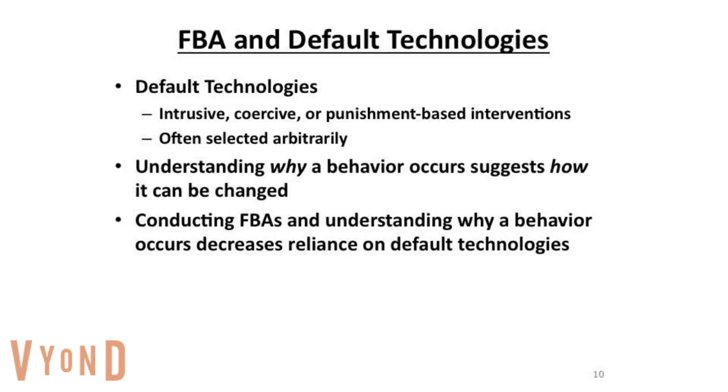So an example could be like writing standards, right? I know that was a common punishment intervention where if a student was disruptive, then we would have them write sentences over and over again about not being disruptive. But what that doesn't do is look at the function for why they're being disruptive, and it doesn't teach a new replacement behavior. So understanding why a behavior occurs suggests how it can be changed, and again, understanding FBAs and why these default technologies are not effective.